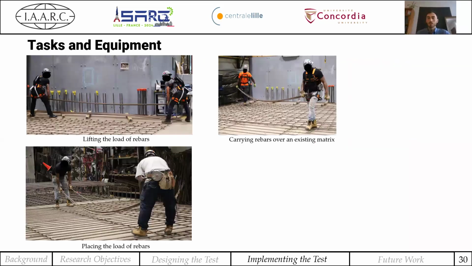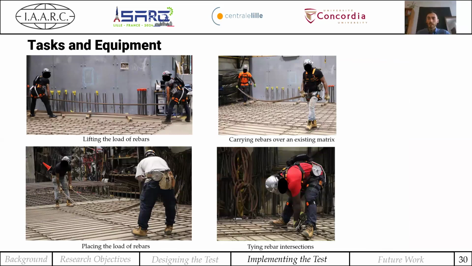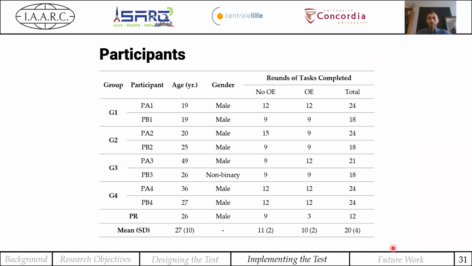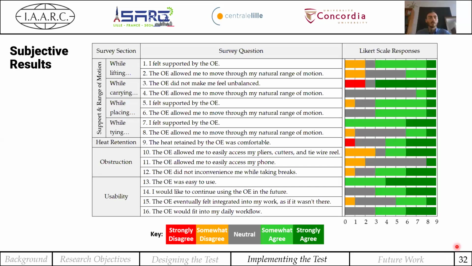Most participants completed 4 days of testing. Here you can see examples of the participants completing the 4 tasks, and also the tool pouch and tie wire reel used for rebar work that's integrated into the Exoskeleton's tool belt. There were 9 participants in total, 8 of which were divided into 4 groups, and their mean age was 27 years with a standard deviation of 10 years. And all participants were men or male at birth, so in future implementations, we hope to involve women students and professionals to reach a gender balanced sample.